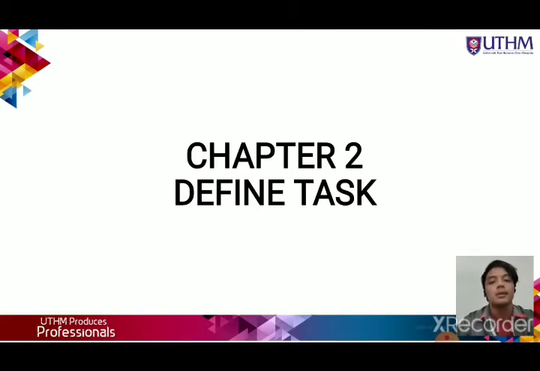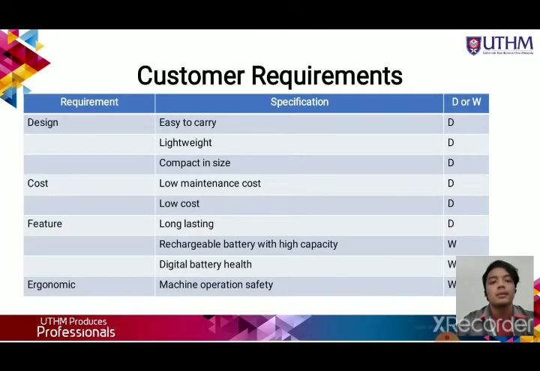Chapter 2. Okay, Chapter 2 is the customer requirements, which consist of design, cost, feature and ergonomics. For the design, the specifications are easy to carry, lightweight and compact size. All of these are customer demands for this design. For the cost, low maintenance cost and low cost, which are also demands from the customer.